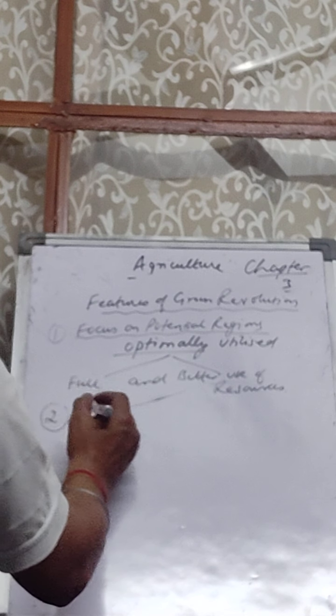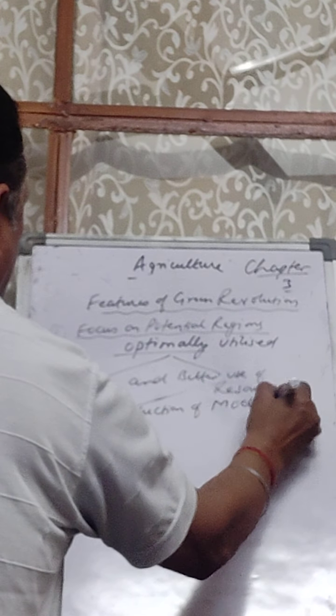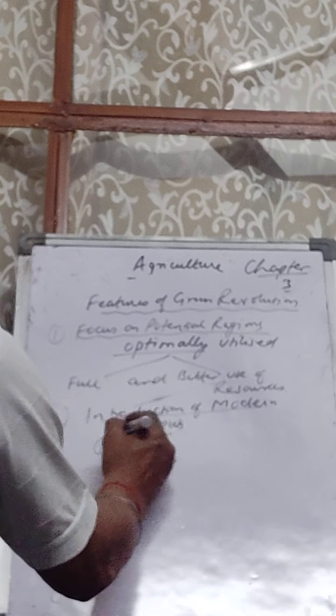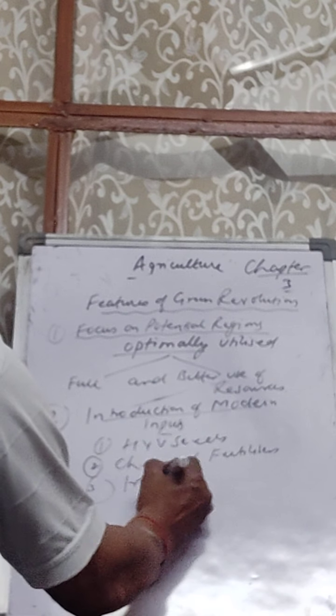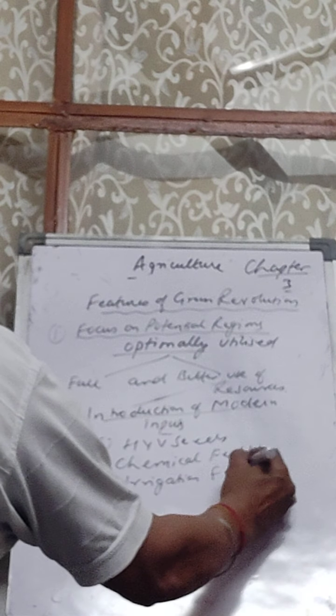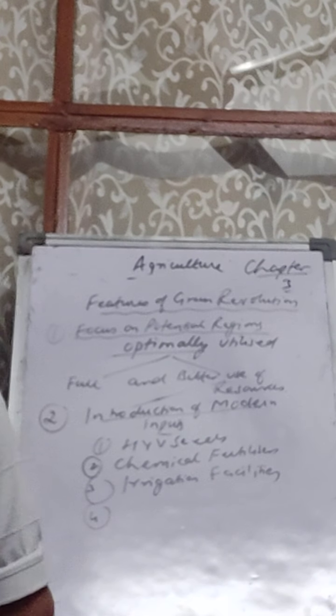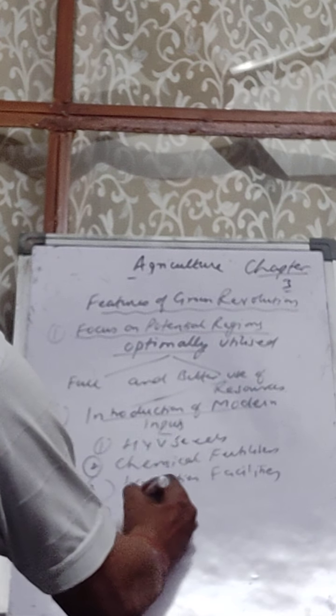Second is introduction of modern inputs. Now in green revolution, it was decided that new techniques will be used by the government to increase production. So these techniques include, first, use of HYV seeds. Second, use of chemical fertilizers. Third, development of irrigation facilities. Fourth, application of pesticides.